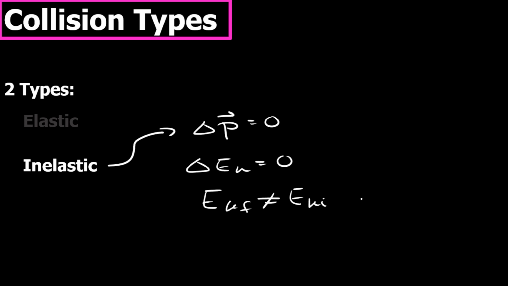Now, I've mentioned three cases: elastic, inelastic, and explosion. But I did not write explosion in the types of collision. The reason for that is explosion is merely a case of the inelastic collision. And here's the argument for it.